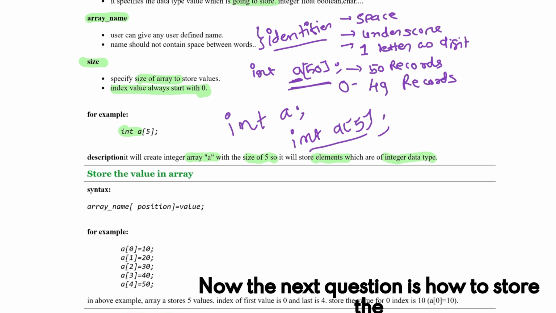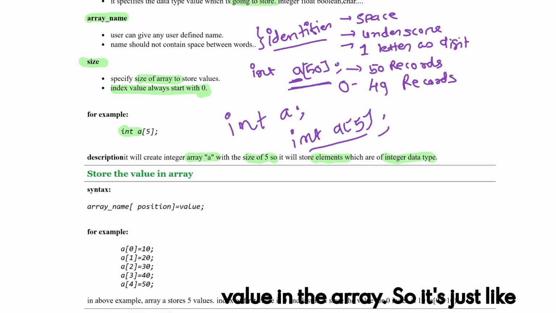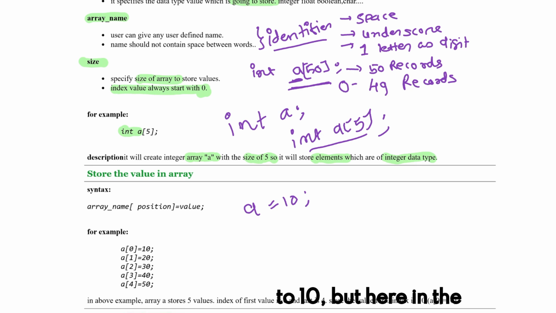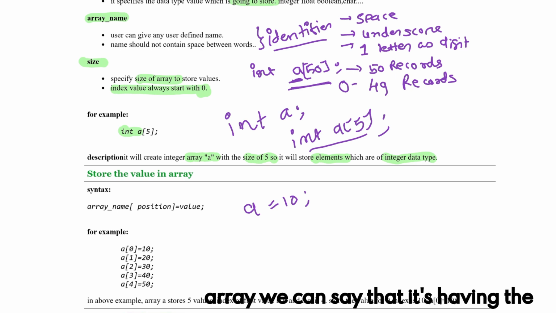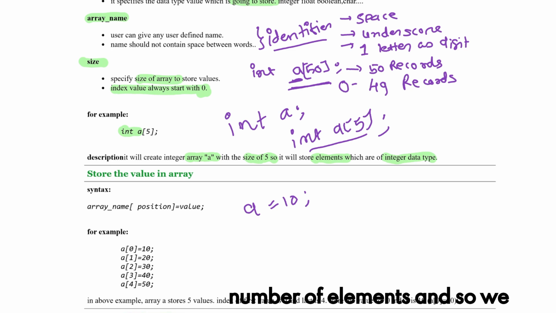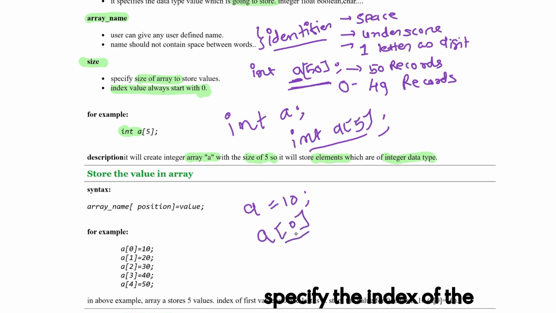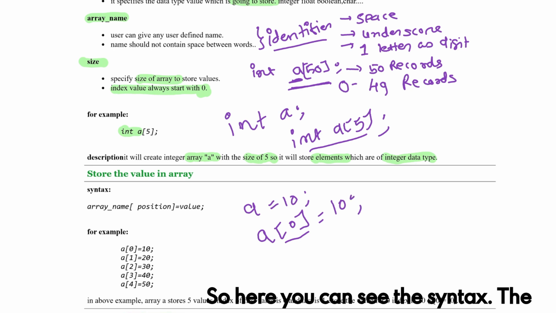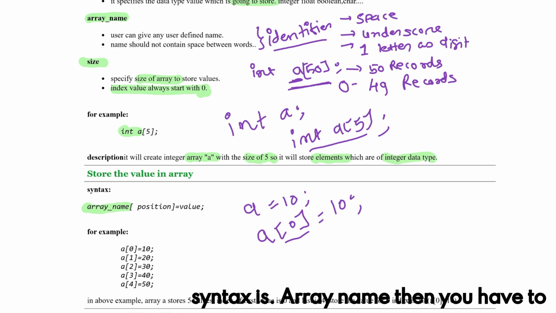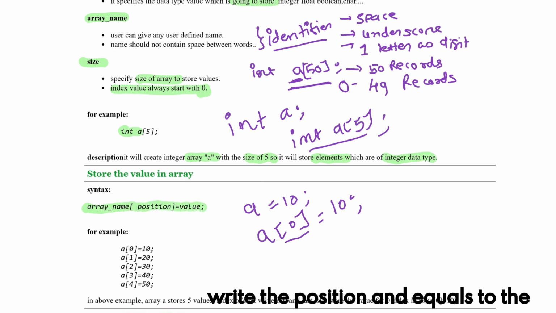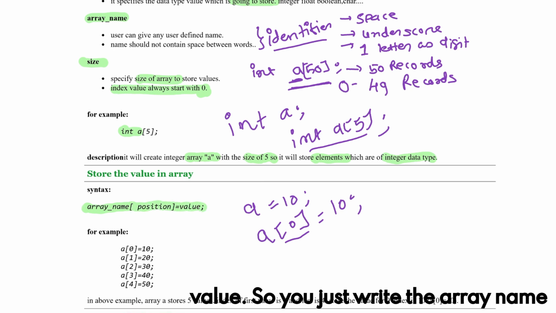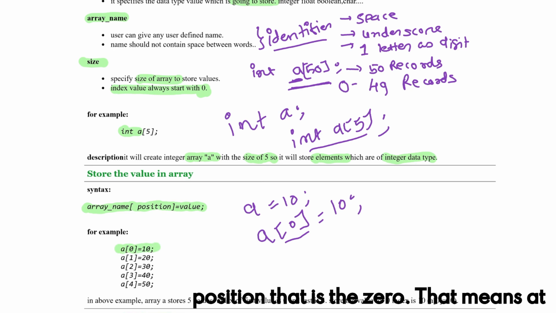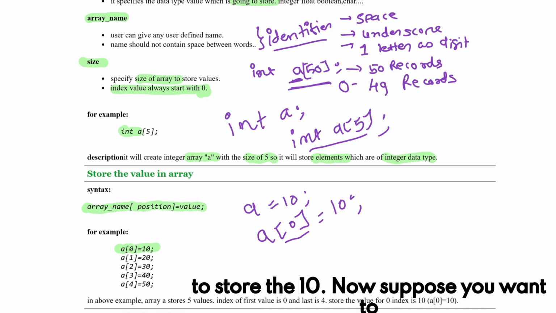Now the next question is how to store the value in the array. It's just like your variable. You write a = 10. But here in the array, it has a number of elements, so we specify the index of the element, that is a[0] = 10. Here you can see the syntax. The syntax is the array name, then you write the position and equals to the value. So you write the array name, that is a, and you specify the position, that is 0. That means at the 0th element position, you are going to store 10.